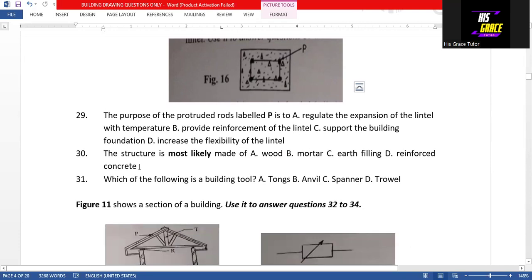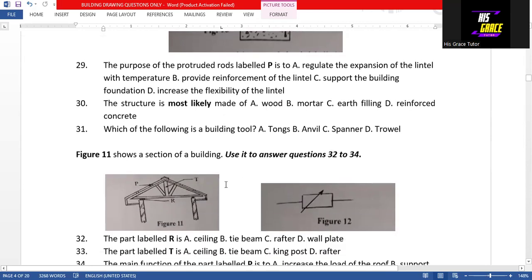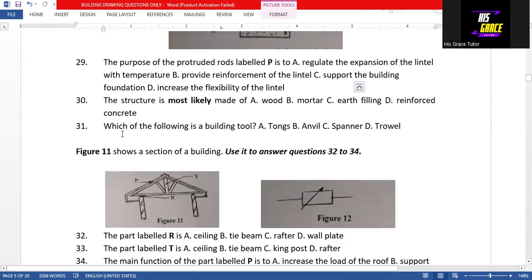Then question 30 says that the structure is most likely made of reinforced concrete. That is option D is the answer to question 30. Then question 31 says, which of the following is a building tool? So a building tool is a hand trowel or trowel. That is option D. Here is the answer to question 31.